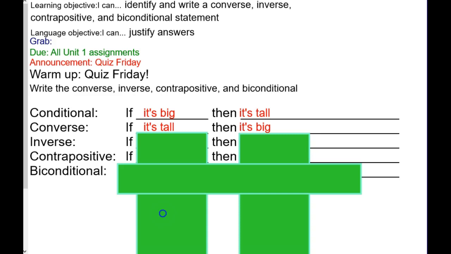Now this is a really basic sentence. I'm trying to keep it basic because we're writing a lot, okay? But it could be longer. Just know it's the same thing. Converse is switching. What about inverse?